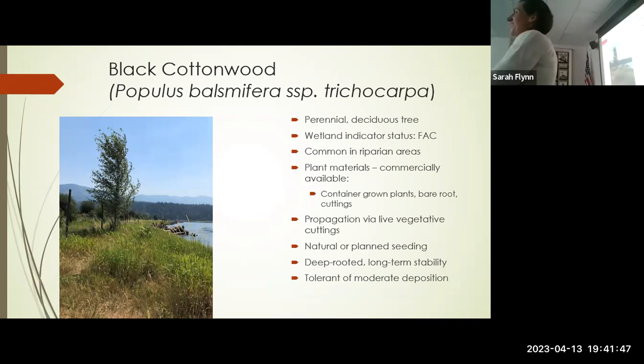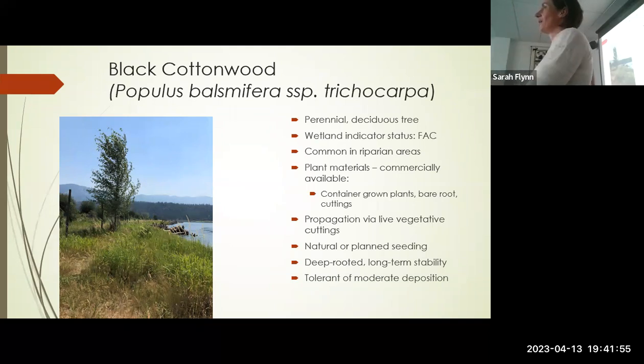Cottonwoods are one of my favorites, obviously. They're a perennial deciduous tree. They're facultative wetland, which means they're likely to occur in wetlands or drier sites. It's a rating that's used in wetland delineation, but it's one that we often use when we're looking at what kind of hydrologic tolerance a plant has, so we can decide where to put it within our elevation range in our sites. It's generally relatively available commercially.